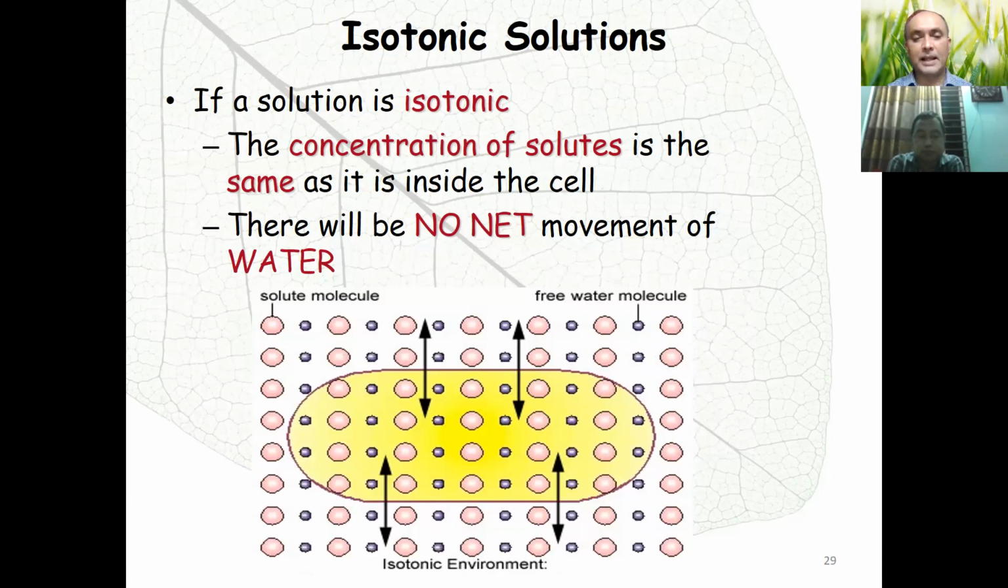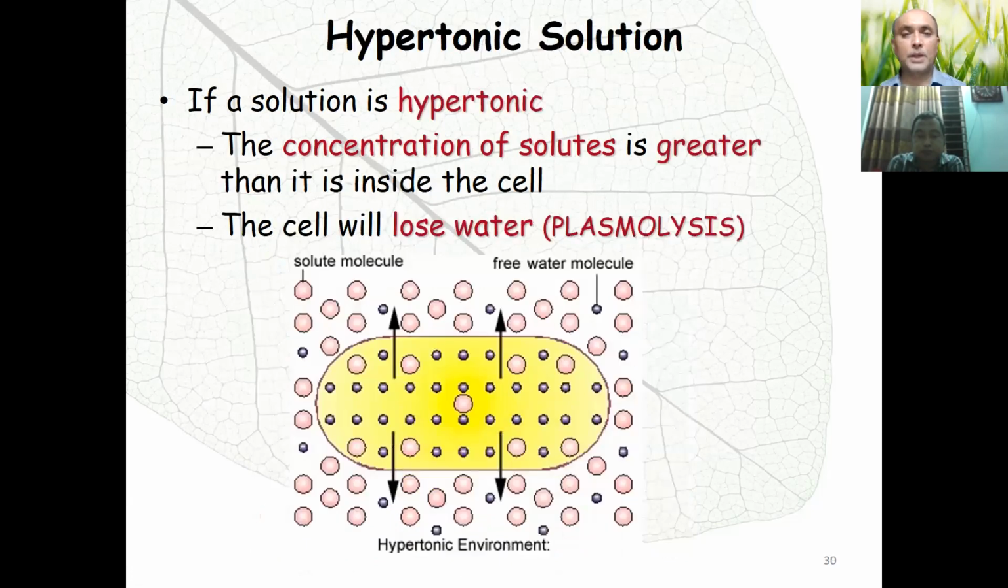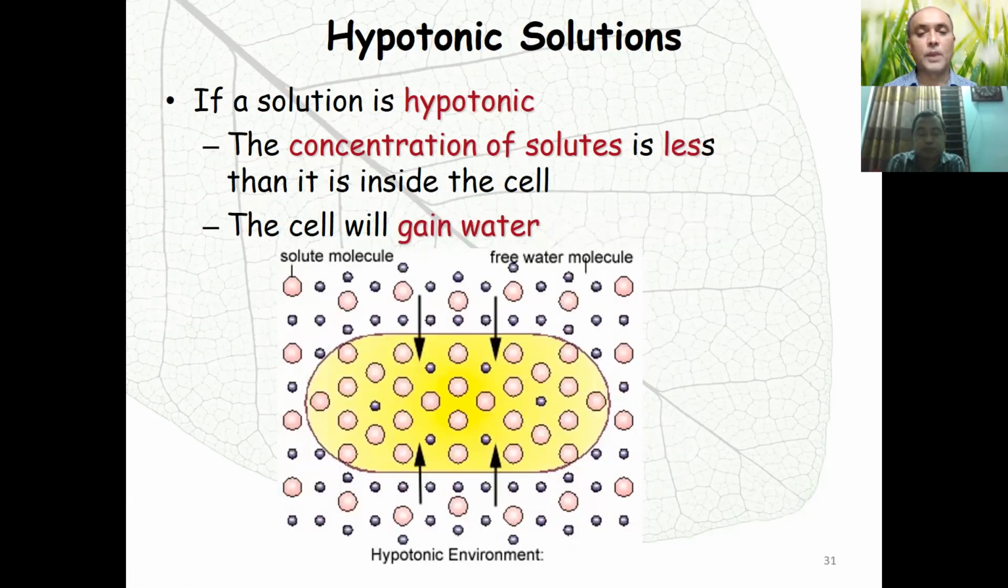If it happens, then there will be no movement, no osmosis will take place. In that case, it is called isotonic. Hypertonic means the concentration of the solute outside is greater than it is inside the cell. So the cell will lose water, and the loss of water from a cell is called plasmolysis.